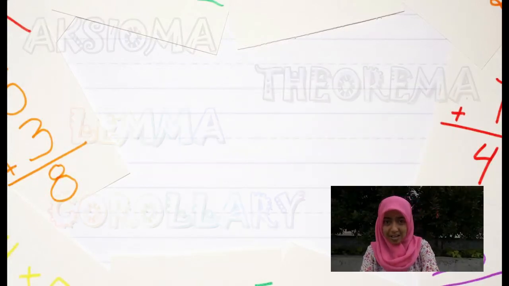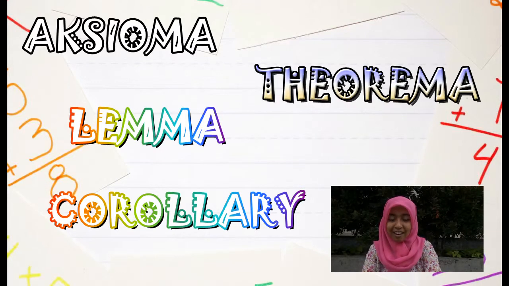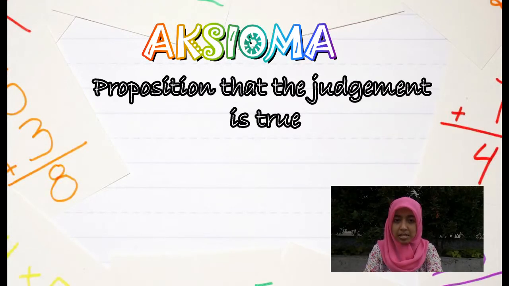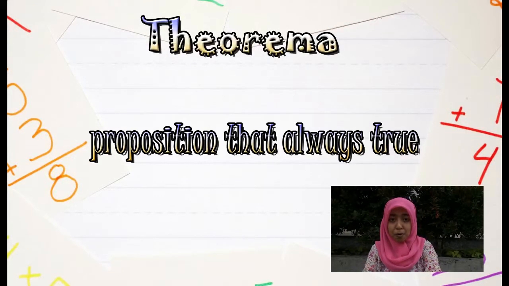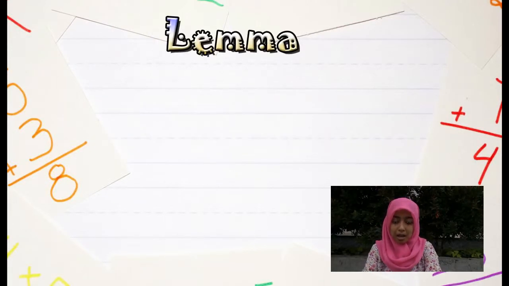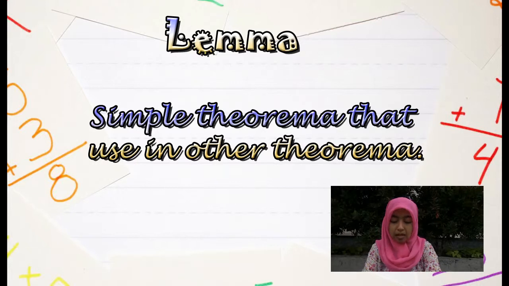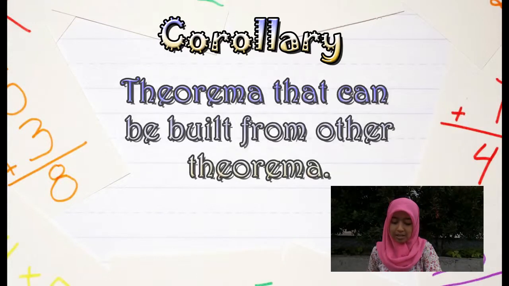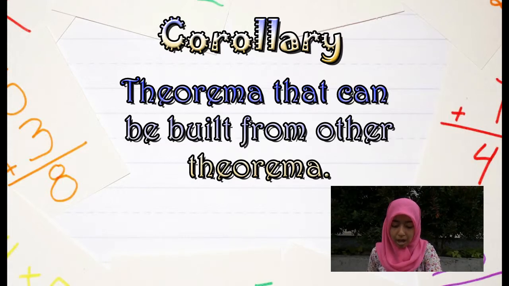And the last is axiom, theorem, lemma, and corollary. An axiom is a proposition whose judgment is true. And a theorem is a proposition that is always true. A lemma is a simple theorem that is used in other theorems. And the last, a corollary is a theorem that can be proved from other theorems.